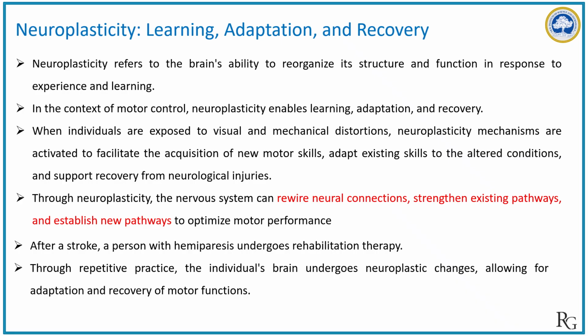So let's say, for example, when a person is exposed to visual or mechanical distortions like altered visual feedback or robotic force perturbations, the neuroplastic mechanisms get activated, and these help the brain to modify the existing movement pattern or motor plan, or even develop new motor patterns. This means the nervous system is capable of rewiring its neural connections, strengthening useful pathways, and forming entirely new circuits when needed.